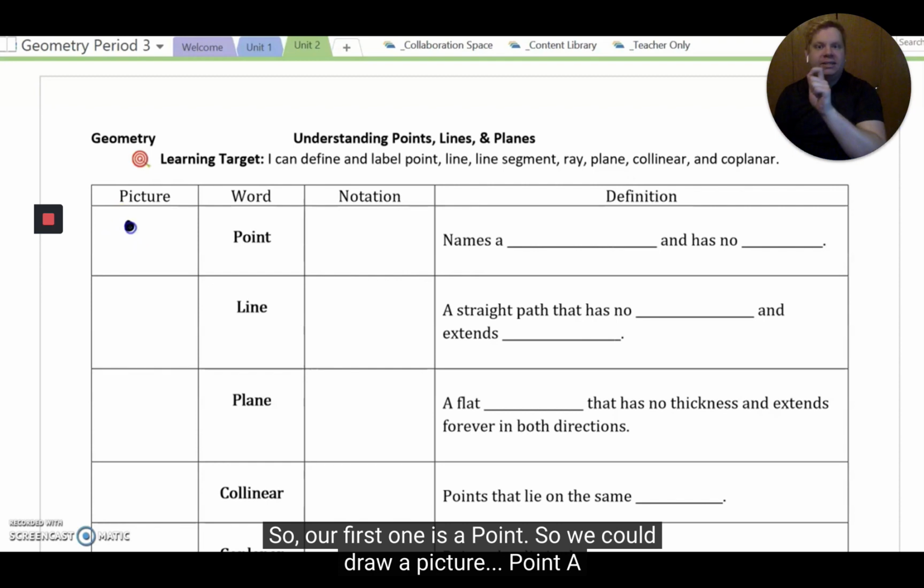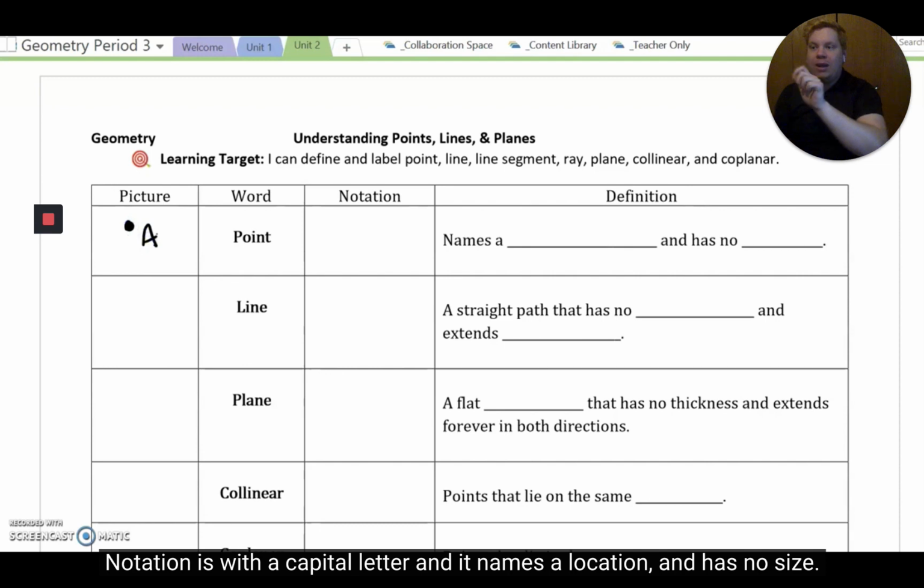So we could draw a picture, point A. Notation is with a capital letter, and it names a location and has no size.